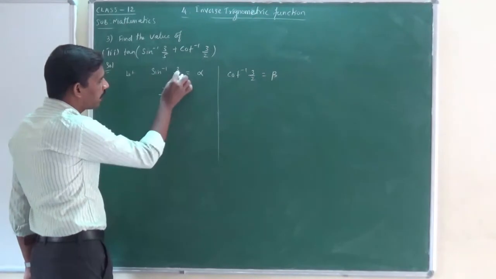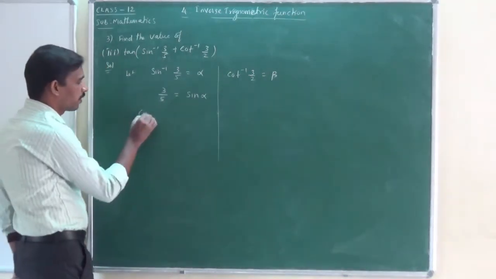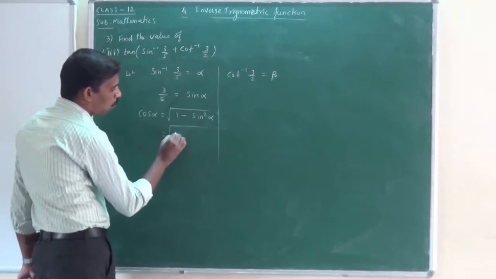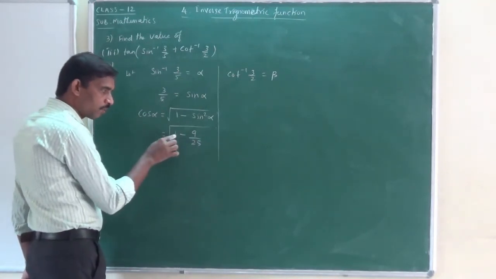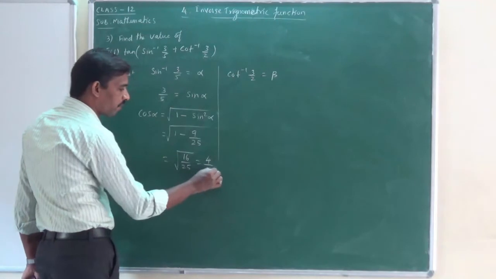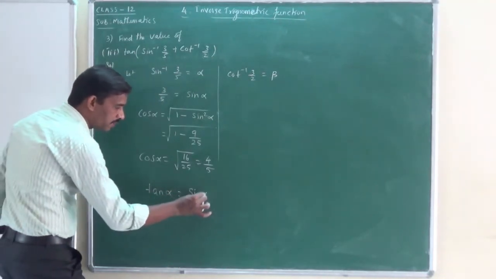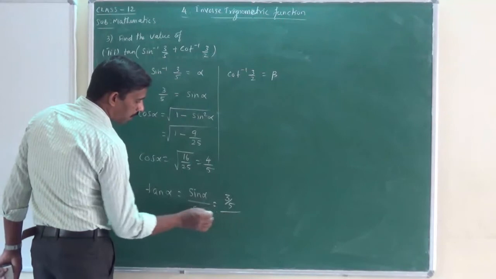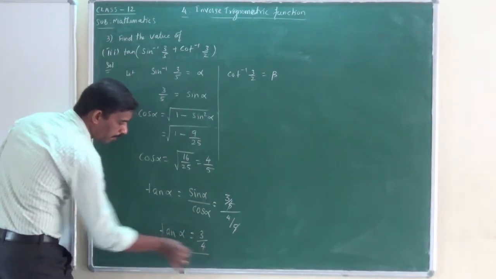Now, here 3 by 5 is equal to sine alpha. Now, I want to find out cos alpha. Cos alpha is nothing but square root of 1 minus sine square alpha, which is 1 minus 9 divided by 25. Cross multiply this one, 25 minus 9 equals 16 divided by 25. Taking square root, we get 4 divided by 5. So, cos alpha is equal to 4 by 5. What about tan alpha? Tan alpha is nothing but sin alpha divided by cos alpha, which is 3 by 5 divided by 4 by 5. 5 will be cancelled. So, tan alpha is equal to 3 by 4.